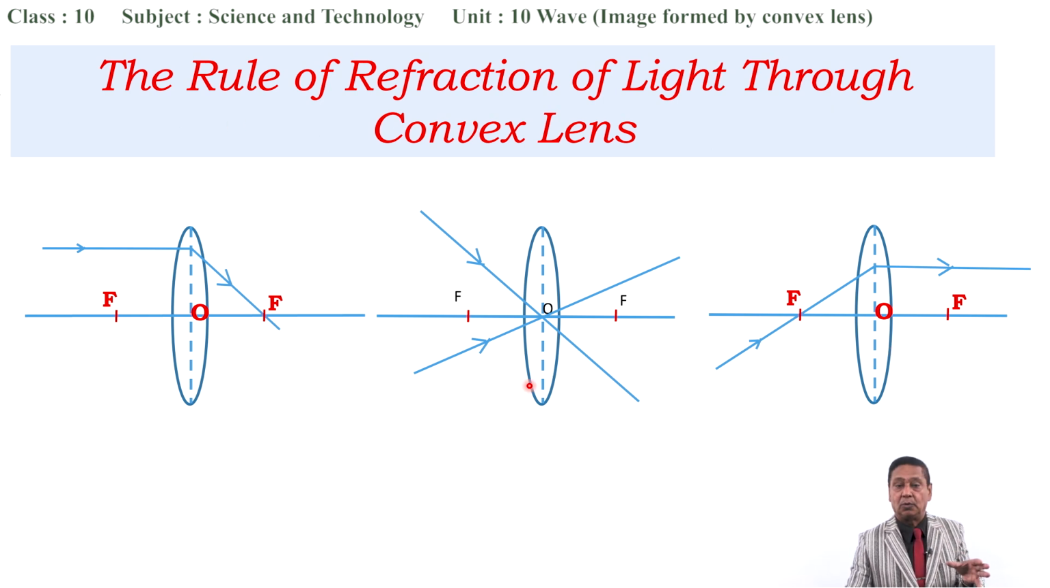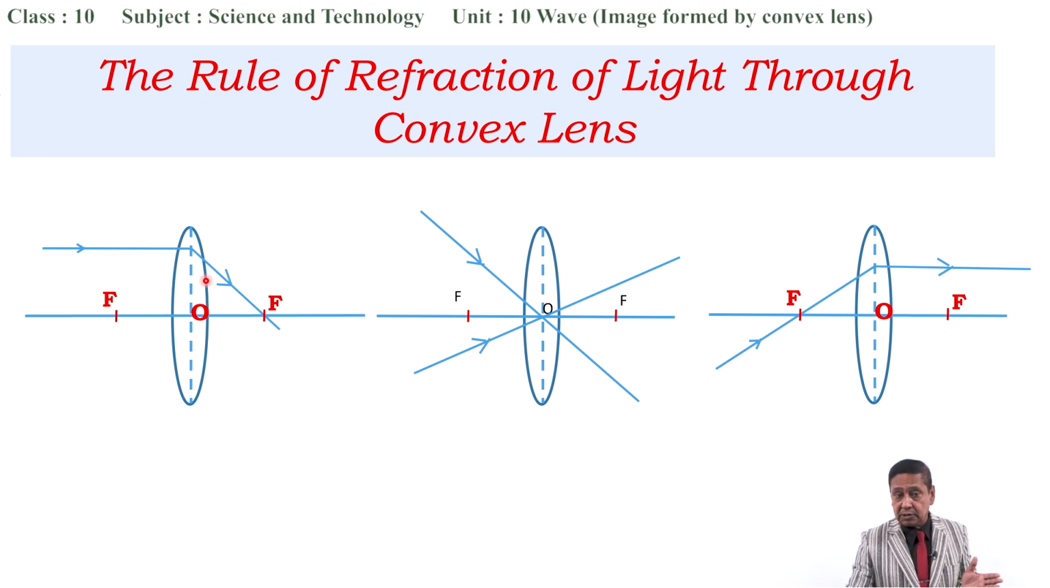These three rules we have to remember, because we are using these rules for the formation of image by a convex lens. Especially we are using the first and second rule. Looking at this third, it is just the opposite of the first one.